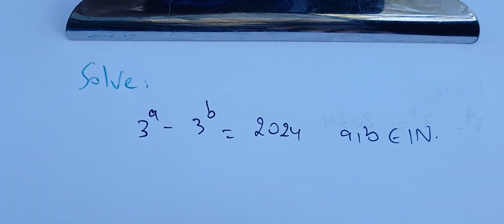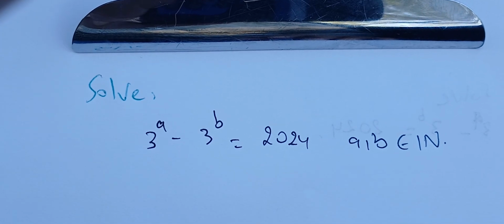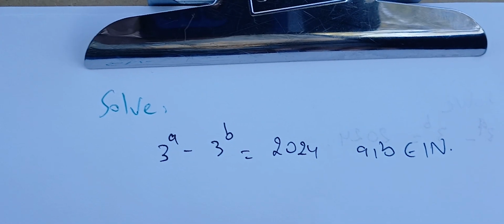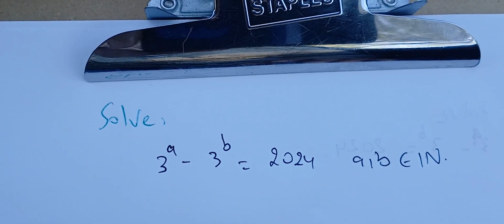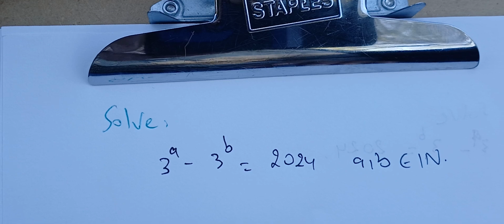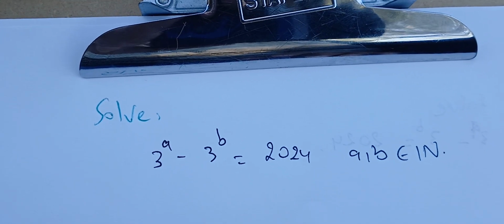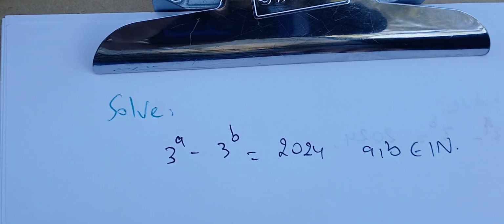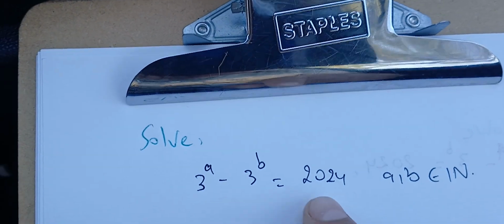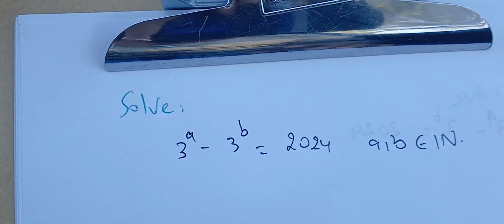Now we'll try to solve the following Olympiad math problem. In this case, we are given 3^a − 3^b = 2024 with a, b positive integers. So the key idea here is that we first need to write 2024 as a prime factorization.